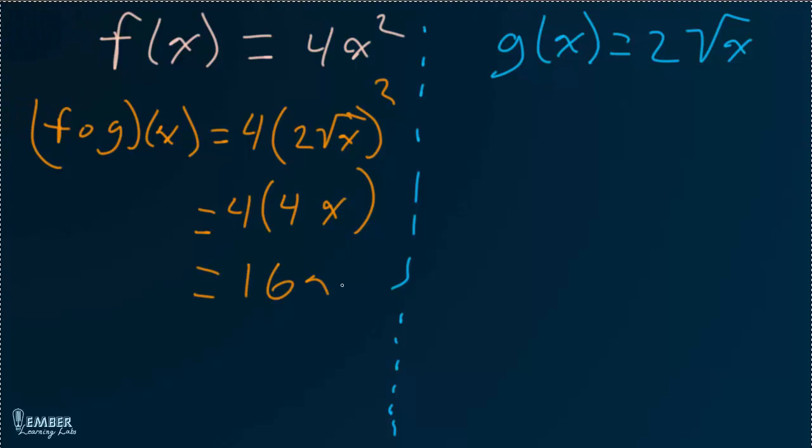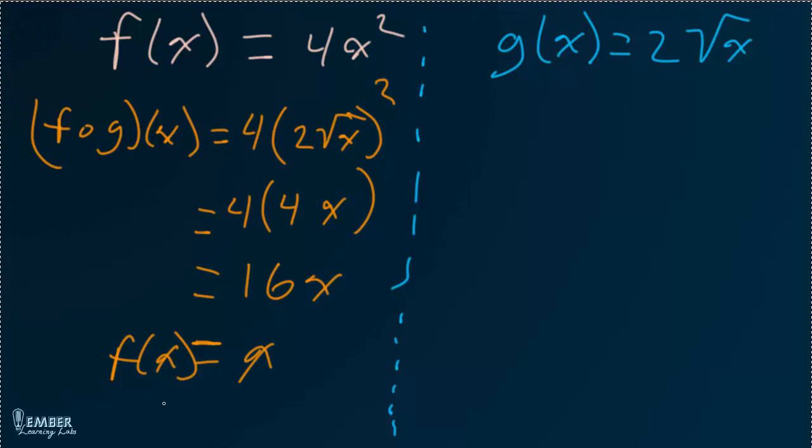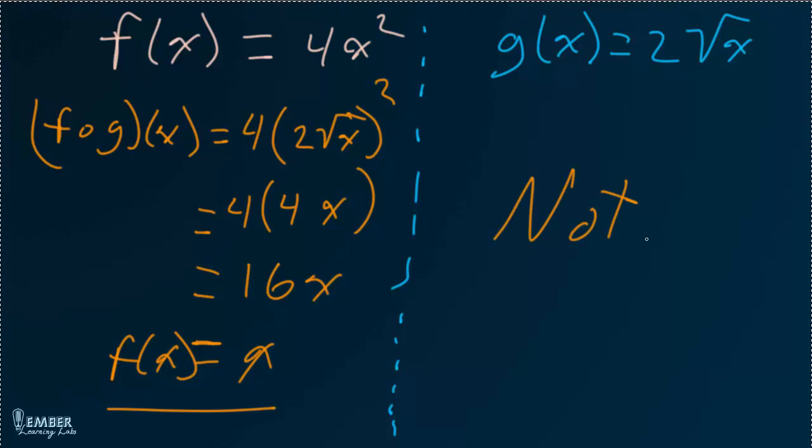Now we can already see that these are not inverses. If these were inverses, then their composite would be the identity function, which is f of x equals x. So it's that same line. It should equal x. These are not inverses if it doesn't equal x.